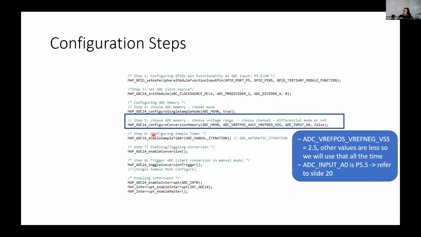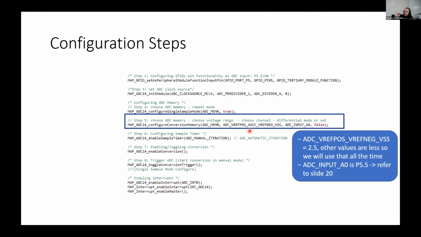Step number five is actually many configurations, four of them. Again, the conversion. I don't know why you should do that twice, but here it is. The conversion also chooses the ADC memory, which should again be the same as this one. Then you choose the voltage range.